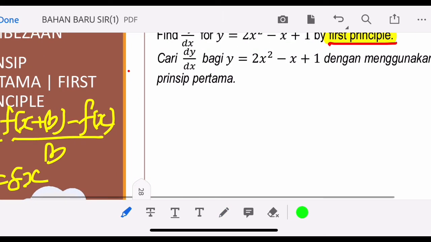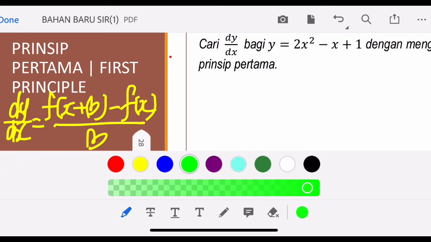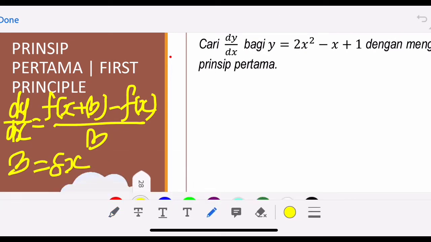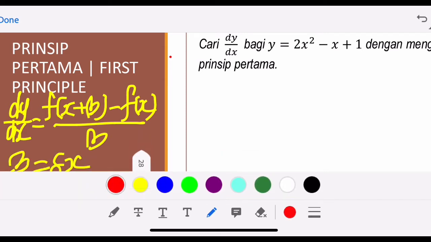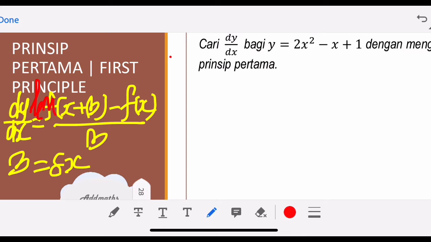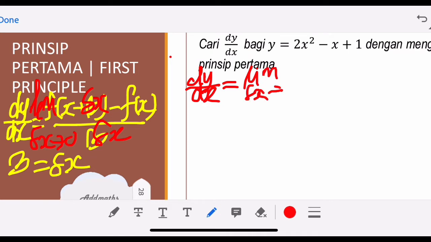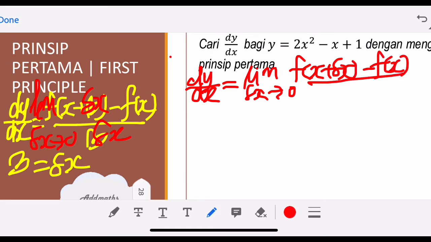Now I'm going to use the real formula, the actual formula should be like this. I made it simplified so that it is easy for you to memorize. It should come with the limit, and delta x approaches zero. So I write the actual formula for you. dy/dx is actually equal to the limit, delta x approaching zero. The way to do it properly in the exam, you have to write f(x plus delta x) minus f(x) over delta x. Remember, delta x is one letter, it represents small changes.